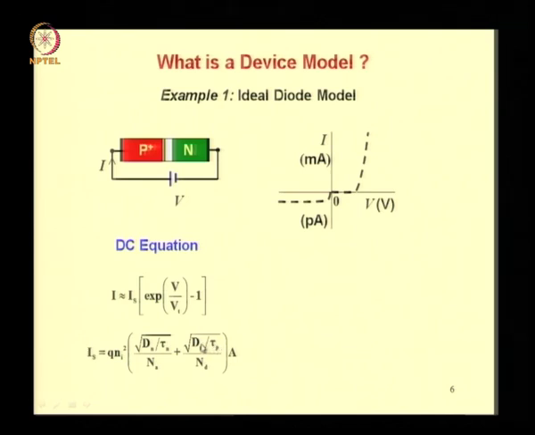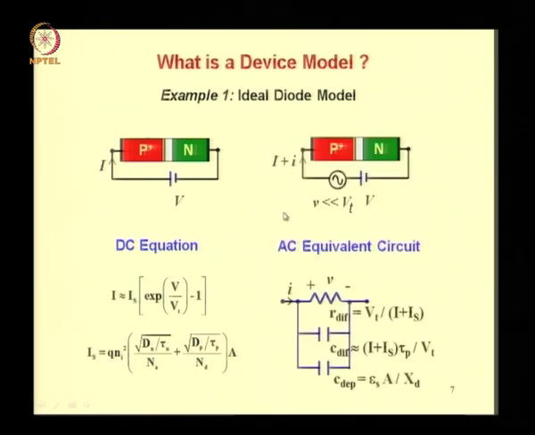Dn and Dp are the diffusion coefficients, tau n and tau p are the minority carrier lifetimes, and Na and Nd are the doping levels on the 2 sides of the junction. Ni is the intrinsic concentration and q is the electronic charge.